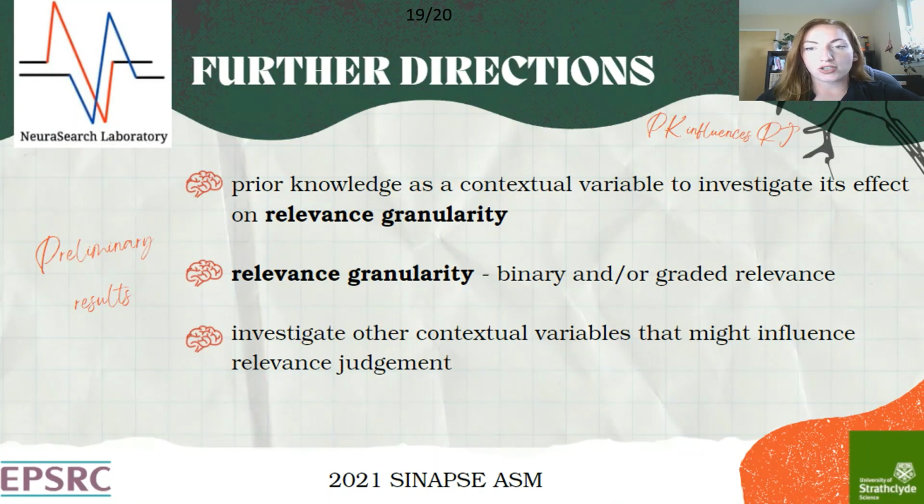So our study suggests that prior knowledge influences relevance judgment, but we would also like to have a look at how it influences relevance judgment in terms of its granularity. We would like to see how prior knowledge influences binary and graded relevance judgment. In binary relevance, participants judge the content either as relevant or not relevant, and in graded relevance, participants judge content on a greater scale, for example, judging information as highly relevant, partially relevant, or not relevant. We would also like to investigate other contextual variables that might influence relevance judgment.